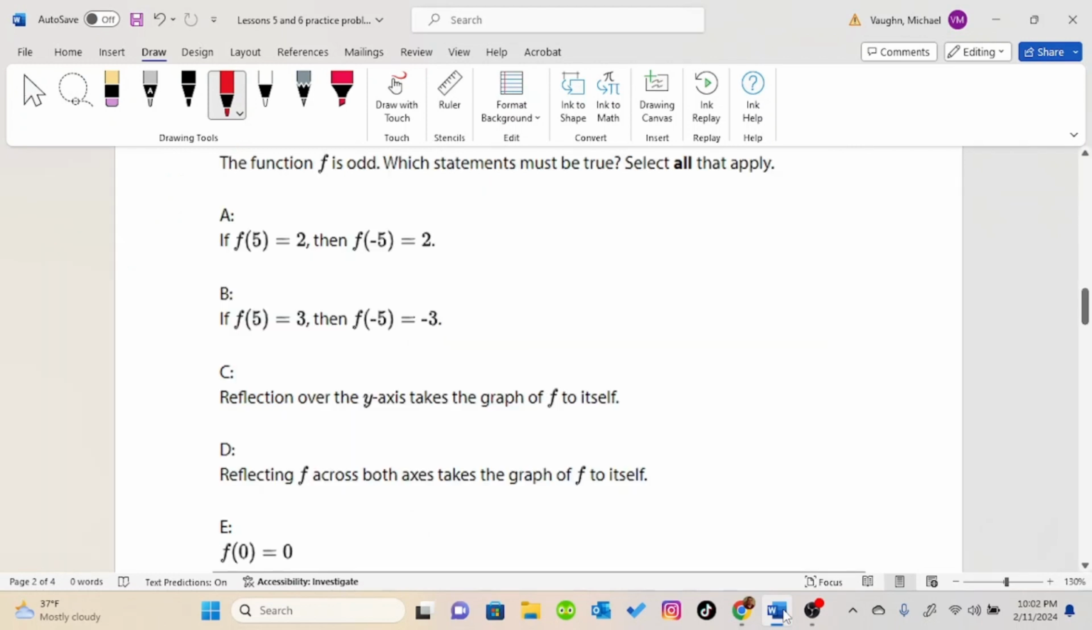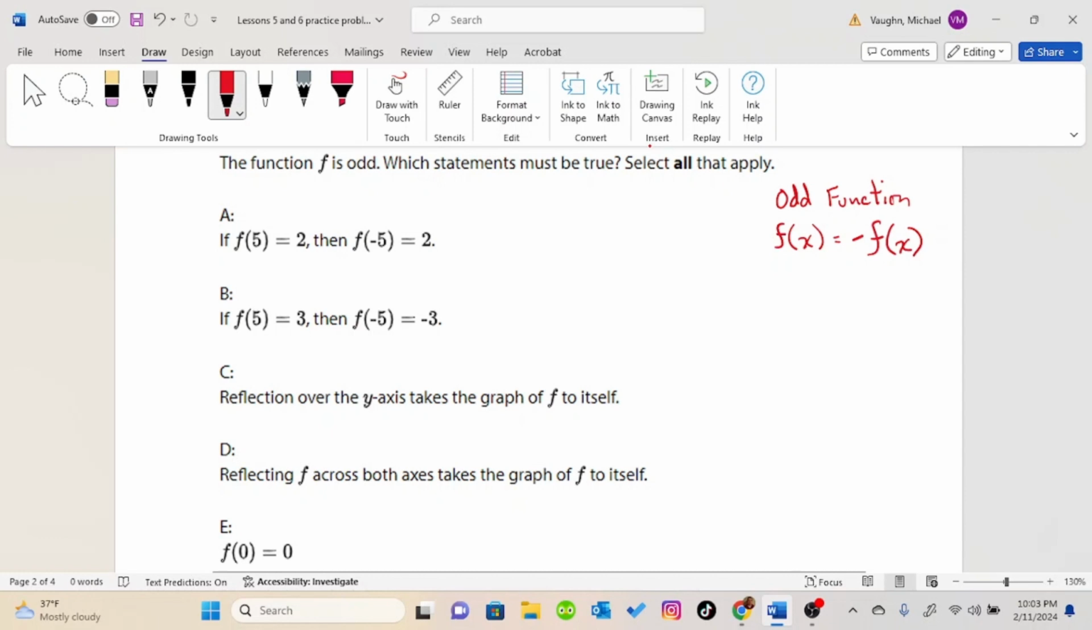The function f is odd. Which statements must be true? Select all that apply. So A and B are testing the first piece of knowledge we need to have. If this is an odd function, then f of x equals f of negative x, written differently, equals negative f of x.